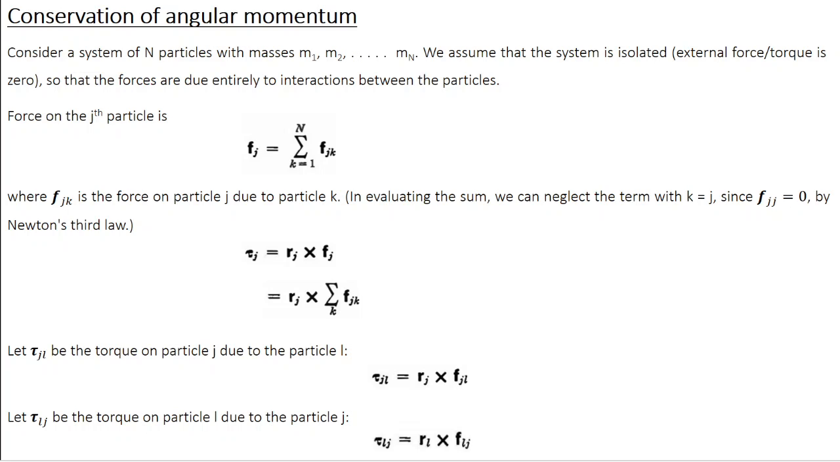Now from Newton's third law, we know that if particle l exerts a force on j, in return j is going to exert a force on l, which is nothing but Flj. So you will have a torque associated with Flj. Let's call it tau lj. So this is the torque on particle l due to particle j. Following the same definition, I can write tau lj equal to rl cross Flj. So the total torque acting in this system of two particles is the sum of tau jl and tau lj.